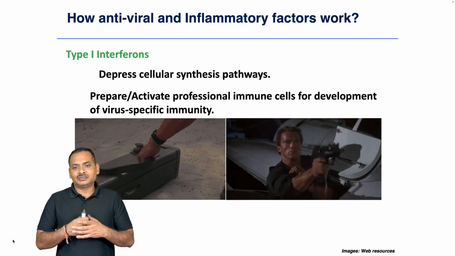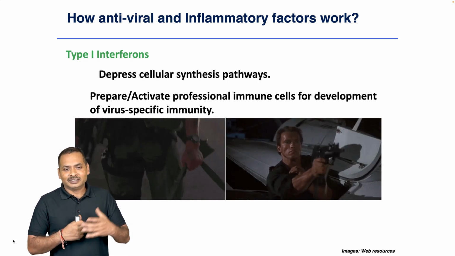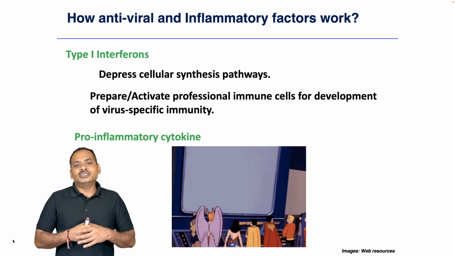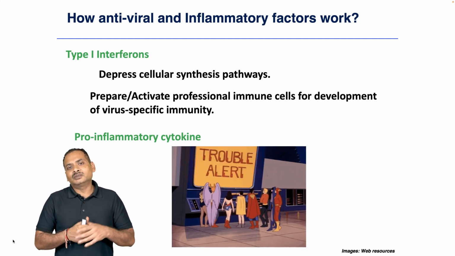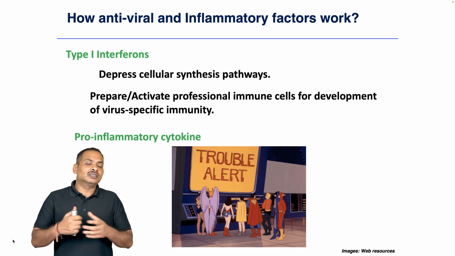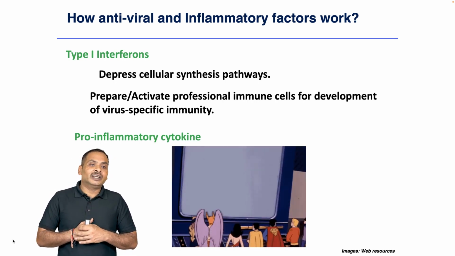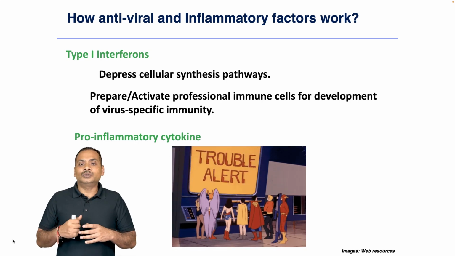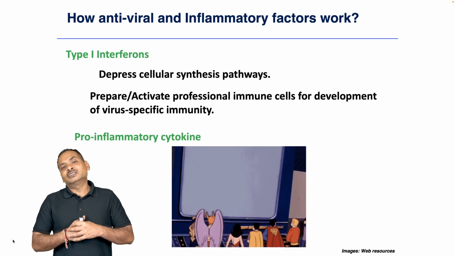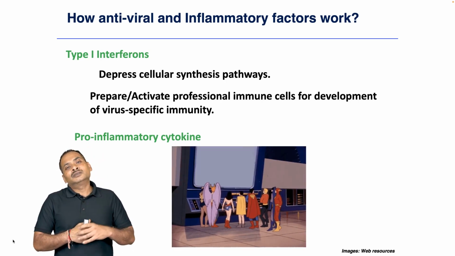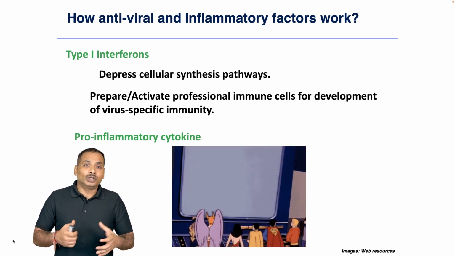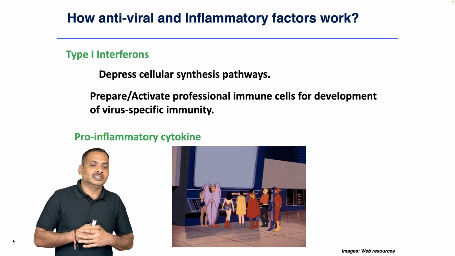Here you can see in this cartoon, inflammatory cytokines are basically a kind of alert system. They activate the whole immunity and raise a kind of alarm in the host. So in that way, these cytokines and type 1 interferons play an important role in innate immunity.